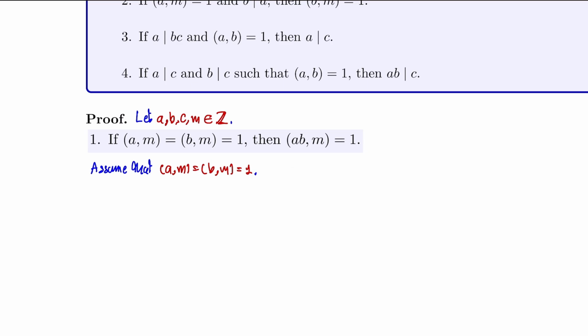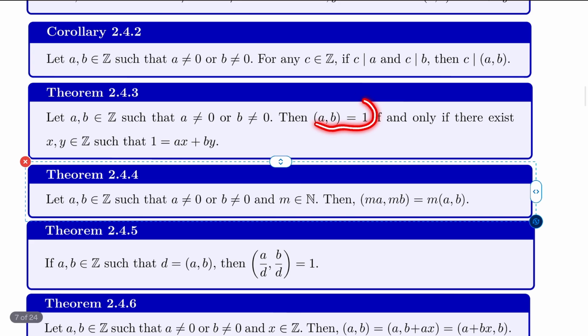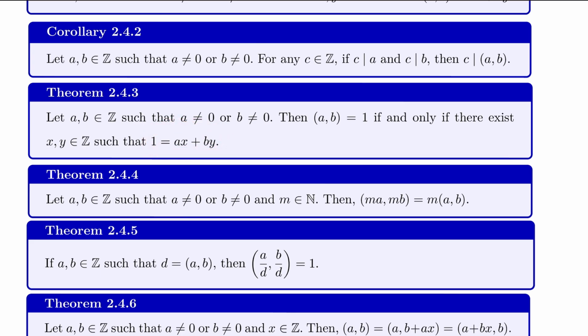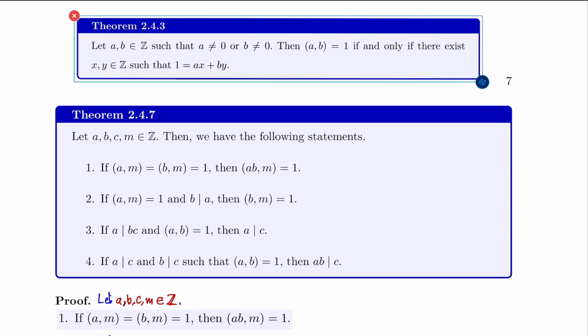So since these two greatest common divisors equal 1, we use theorem 2.4.3. Okay, so if we have the greatest common divisor of a and b equals 1, we can imply that there exist x and y such that 1 equals ax plus by. So we have to use this theorem for the proof of the first property.